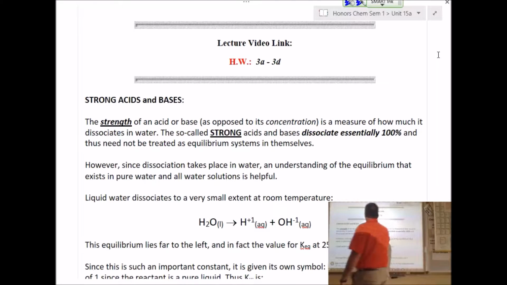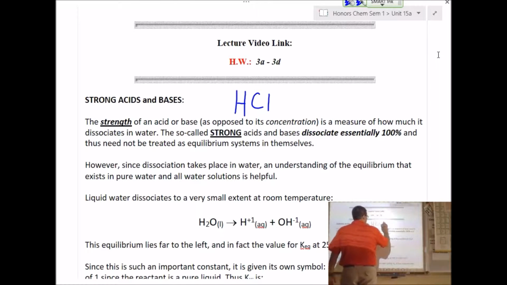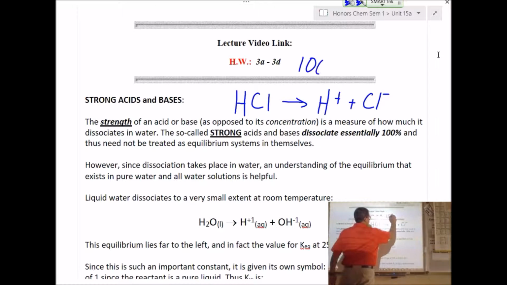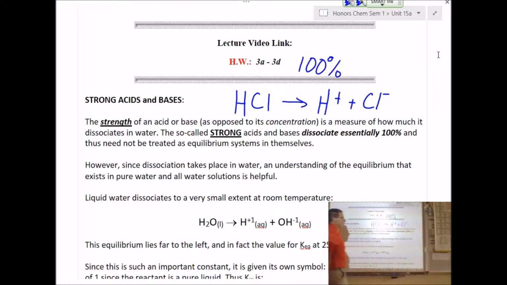So for example, this is a very common acid, hydrochloric acid. When it breaks apart, 100% of it dissociates into hydrogen ions and chlorine ions. Okay. If only, say, 80% of it dissociates, it's not strong. It'd be considered weak. So it has to dissociate completely to be considered a strong acid.